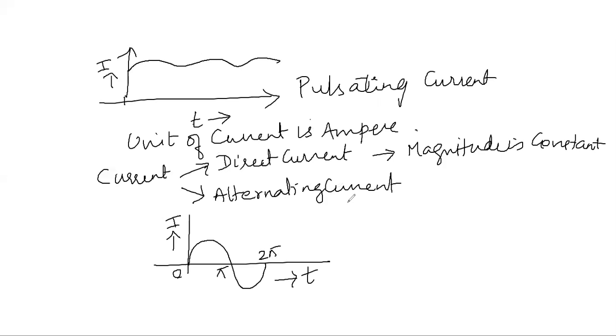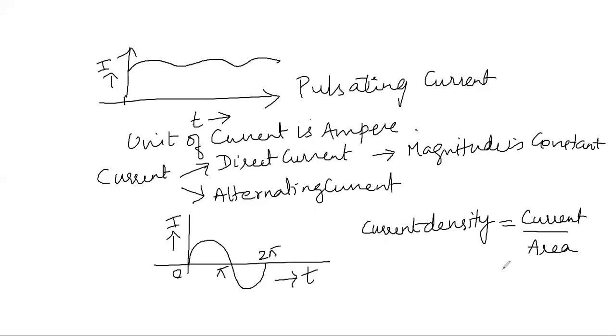Now with reference to current, we will define another parameter called current density. What do you mean by current density? It is nothing but current per area. Current is expressed in amperes and area is usually expressed in meter square. So the unit for current density is ampere per meter square.